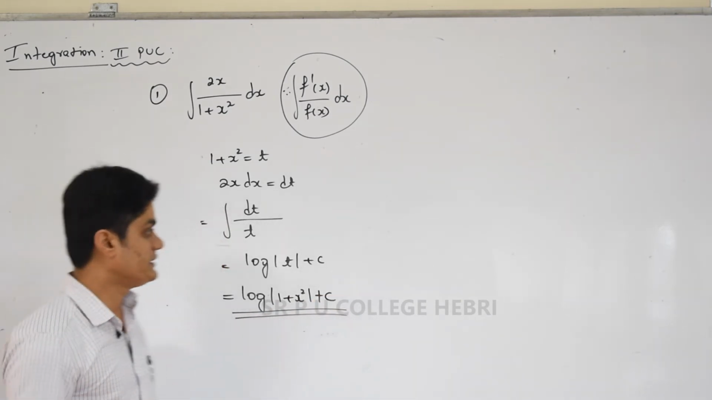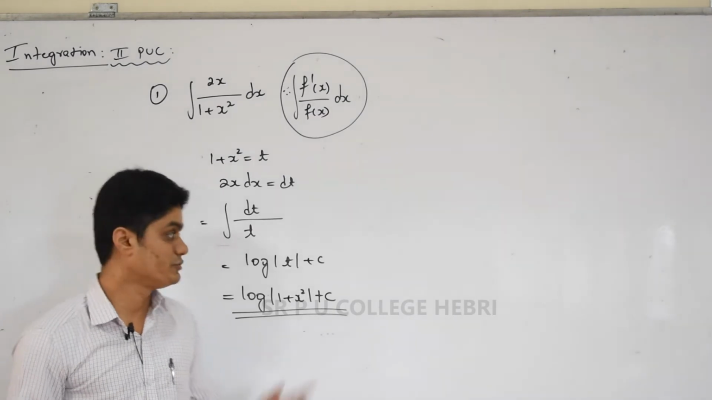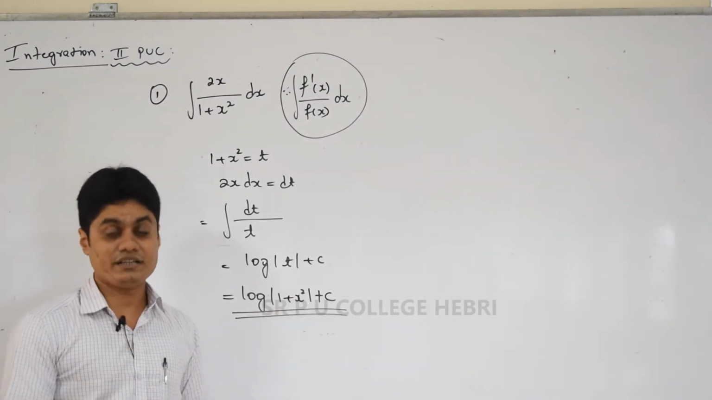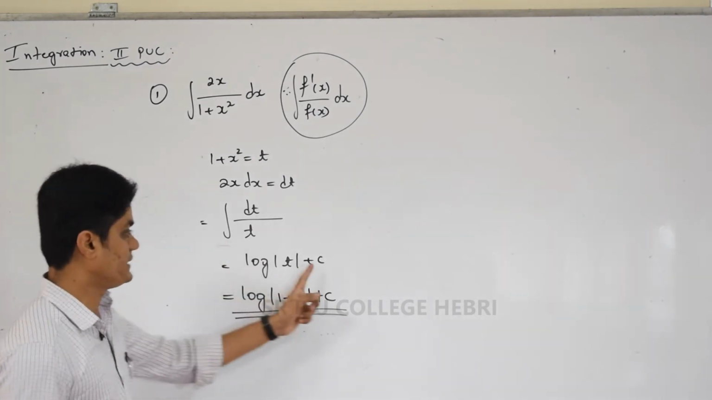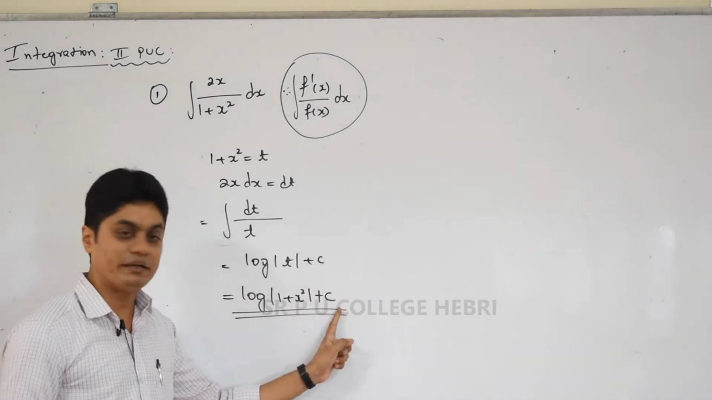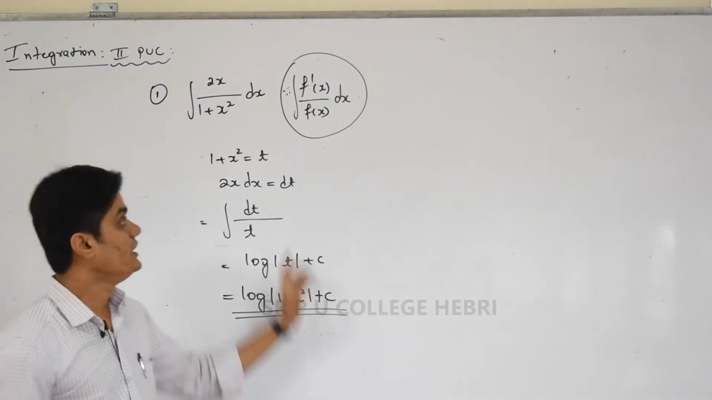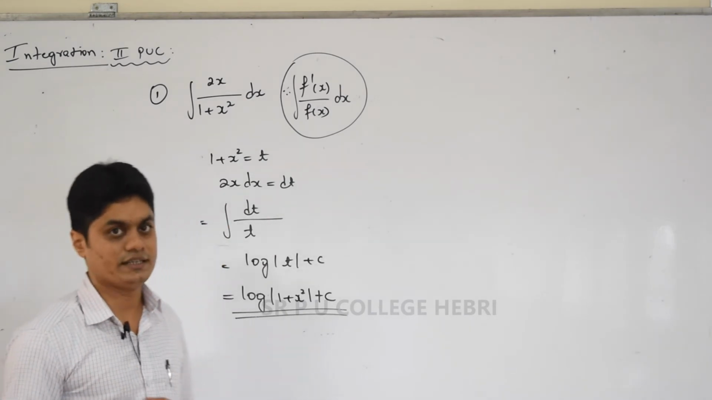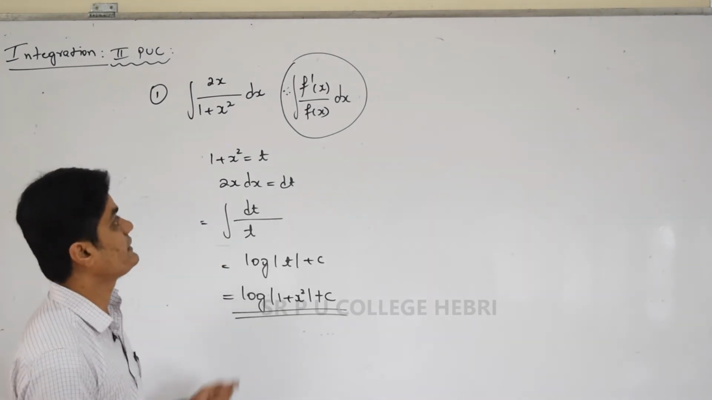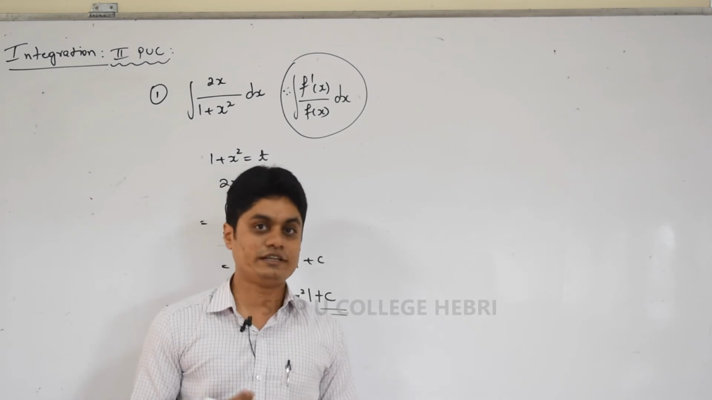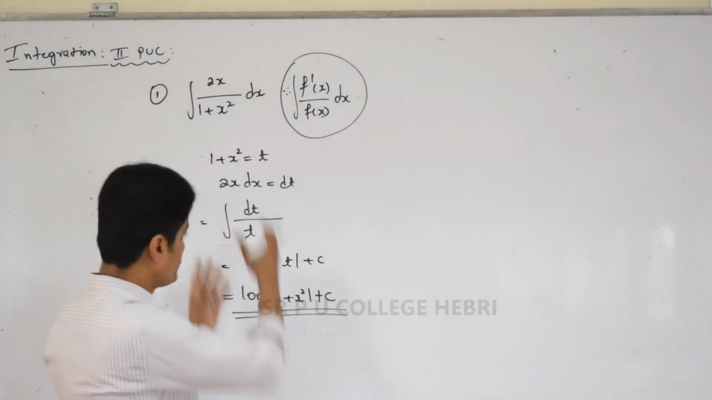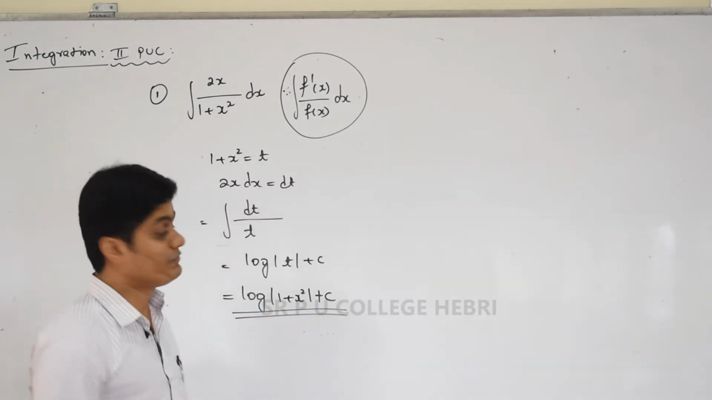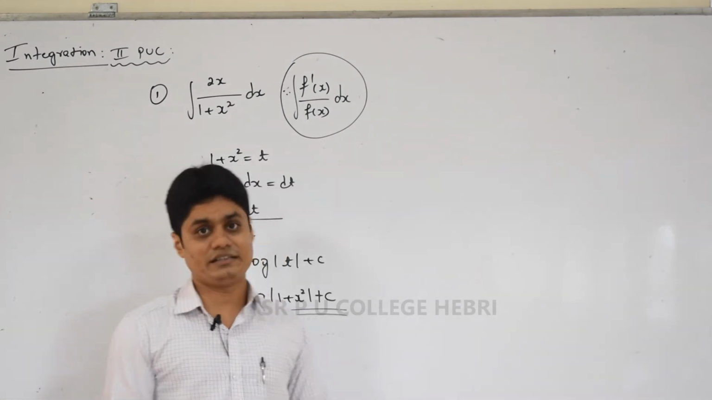Don't forget to write c at the end, okay? You should write c immediately after integration is complete, and maintain it in the last step. So the answer for the first one is log of 1 plus x square plus c, with the modulus sign. Here you can ask, sir, why can't we write it directly? I told you, use the direct method only in an entrance exam. For the board exam, it is better to follow this. Or if this is a part of some larger problem, then you can directly use it.